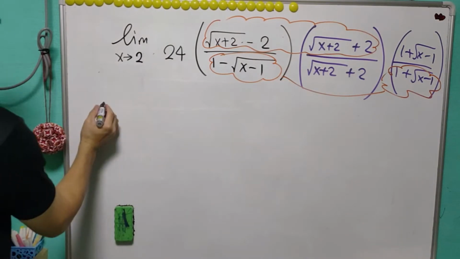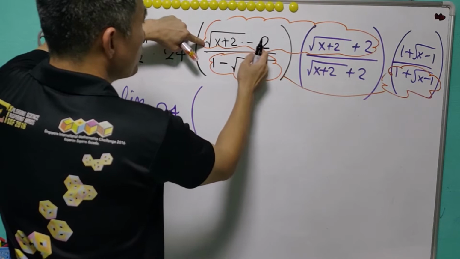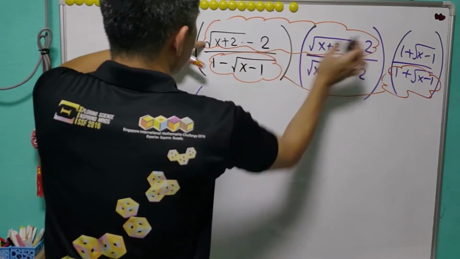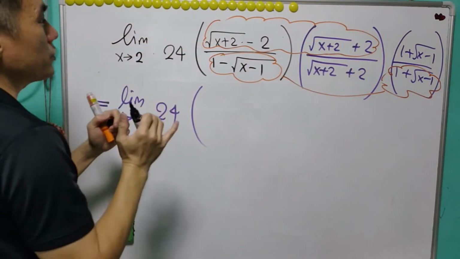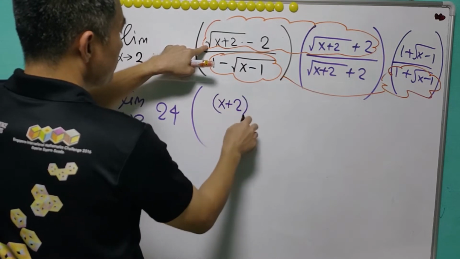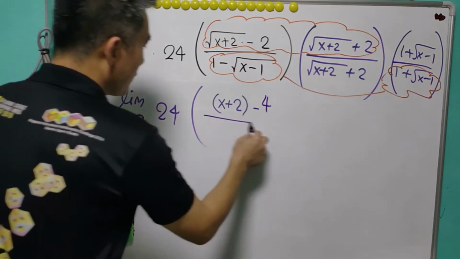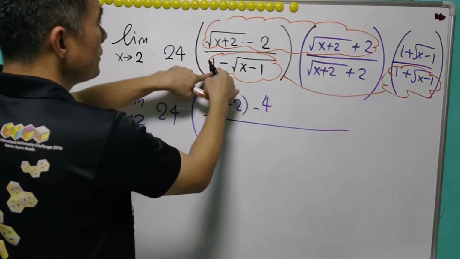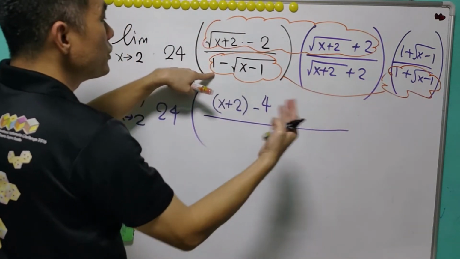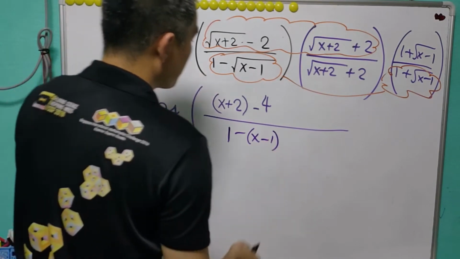After which, we should be able to get square root of x plus 2 minus 2, square root of x plus 2 plus 2. That is a minus b, a plus b. So it becomes a squared minus b squared, which is equal to x plus 2 minus 2 squared, that is 4. And for the other one, it is u minus v, u plus v. So it will be u squared minus v squared, that is 1 minus x minus 1.